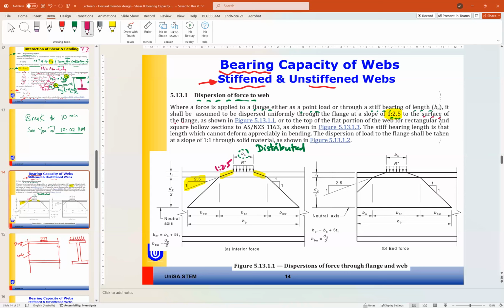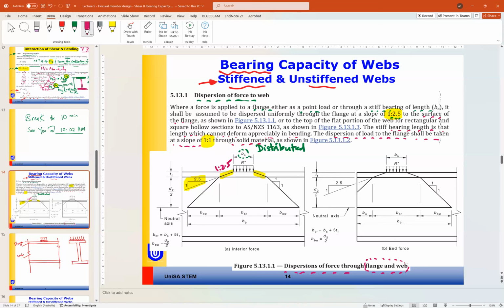To the surface of the flange as shown in this figure, or to the top of the flat portion of the web for rectangular and square hollow sections as shown in the other figure. So we are only focusing on flange and web sections, which are I-beams or C sections. The stiff bearing length is that length which cannot deform appreciably in bending. The dispersion of the load through the web shall be taken at a slope of 1 to 1. So we have another slope through the solid material as shown in the figure.